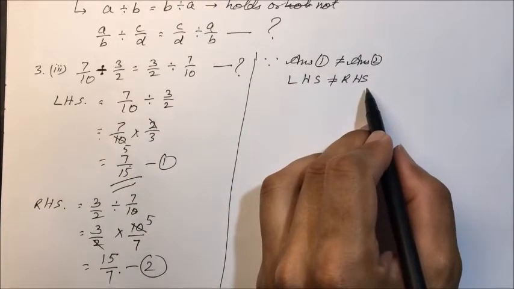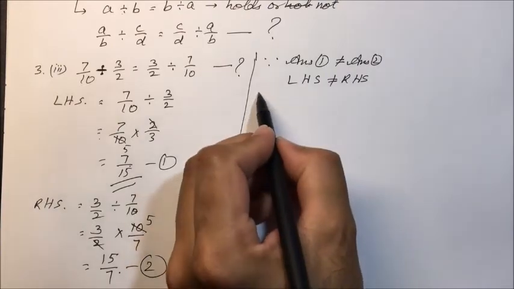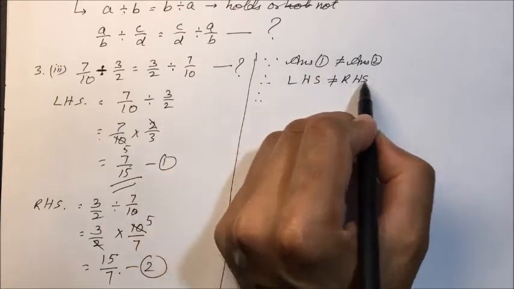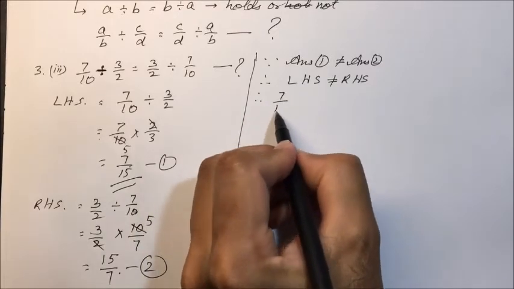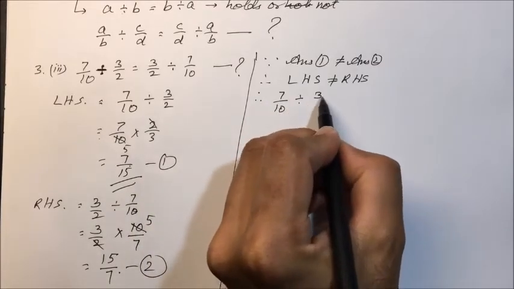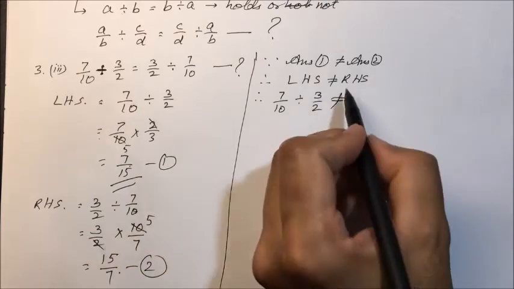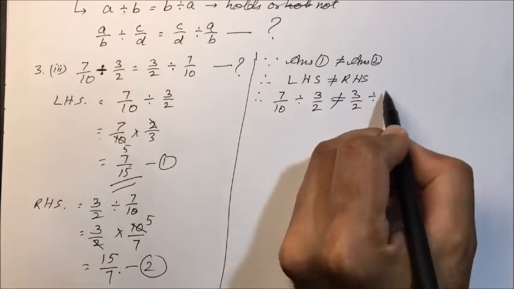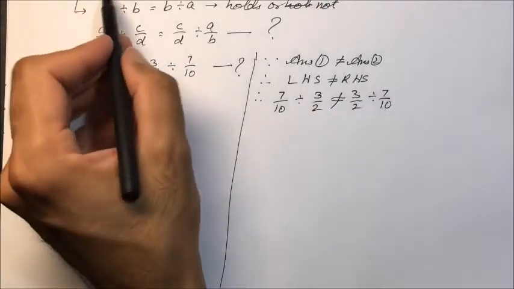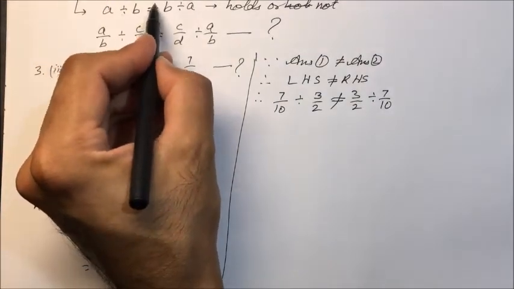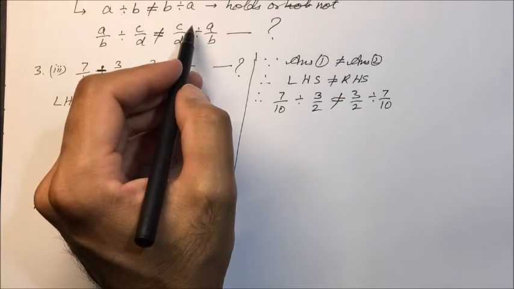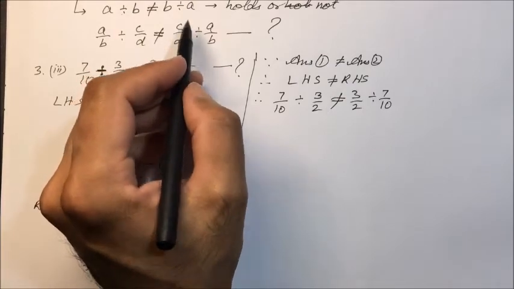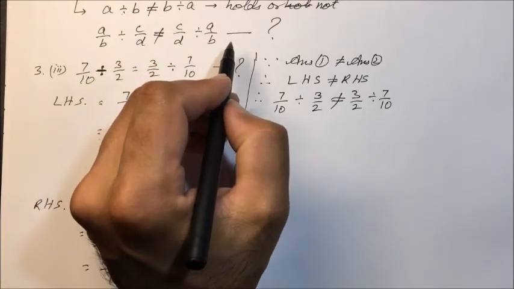LHS not equal to RHS. Therefore, LHS not equal to RHS. Or we can say 7 upon 10 divided by 3 by 2 not equal to 3 by 2 divided by 7 upon 10. So commutative property does not hold on division.